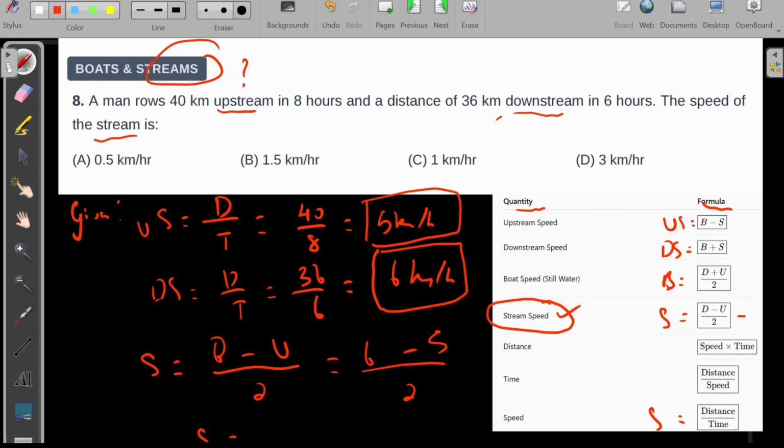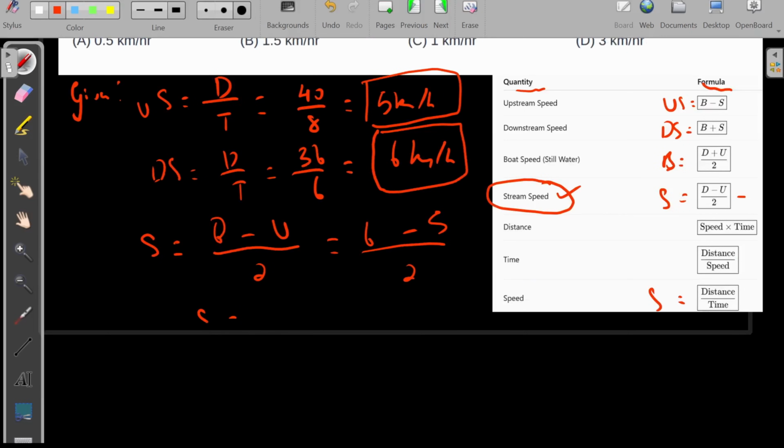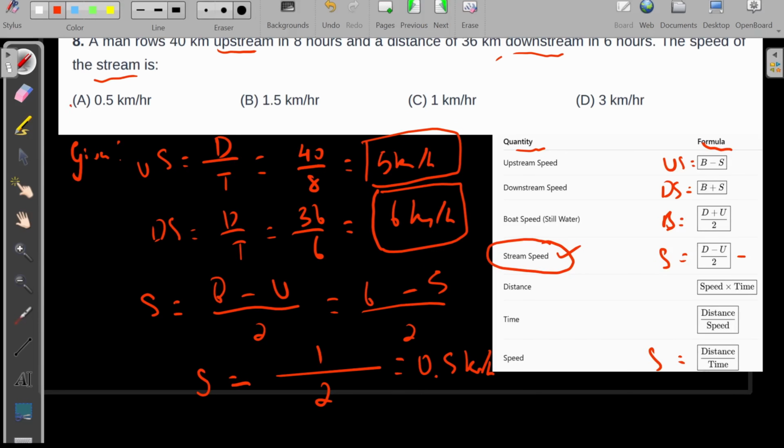So the speed of the stream equals 6 minus 5 over 2, which would give me 1 over 2. If we simplify this, I get 0.5 kilometer per hour. From the question, we can see that option A is the correct answer, which is 0.5.